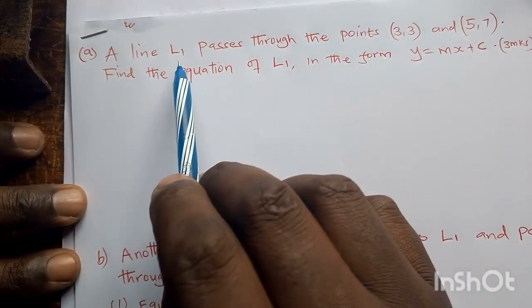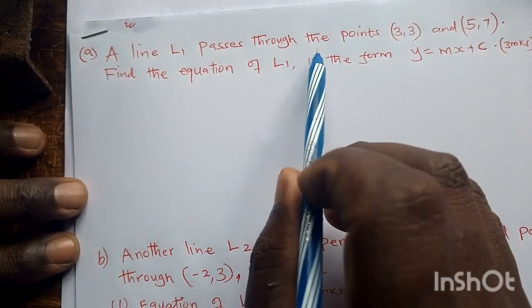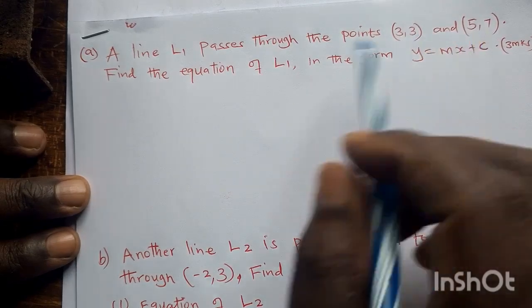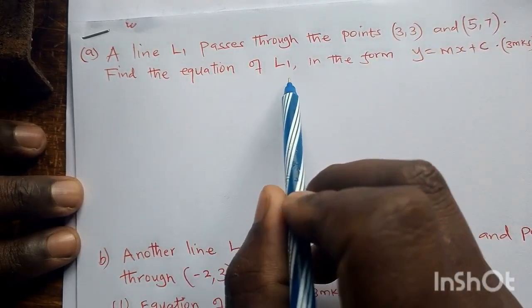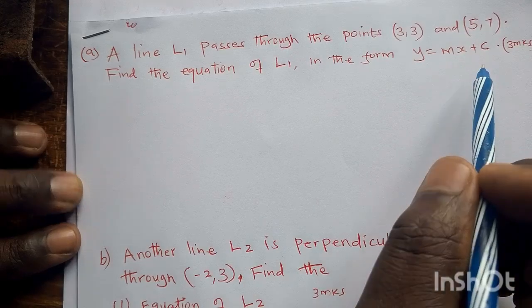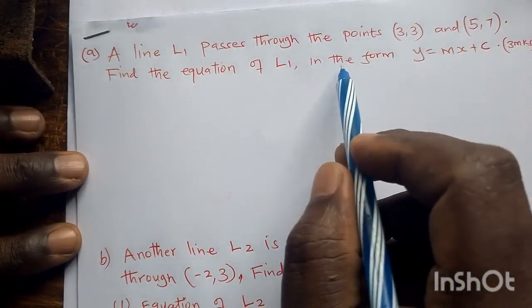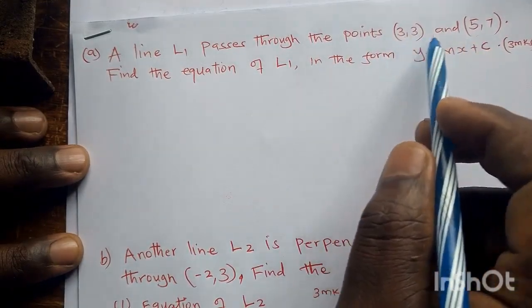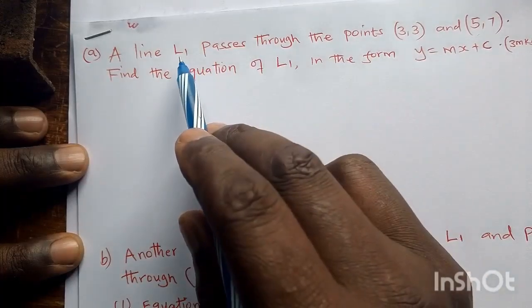A line L1 passes through the points (3, 3) and (5, 7). Find the equation of L1 in the form y = mx + c. So for us to form an equation, what we need is a gradient. Since we have the 2 points, we can get the gradient of this line L1.